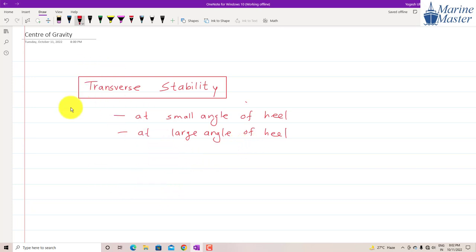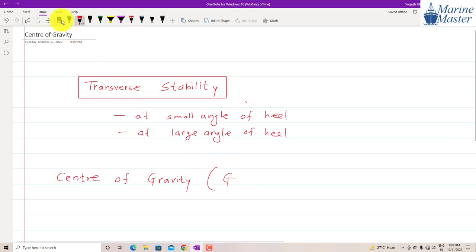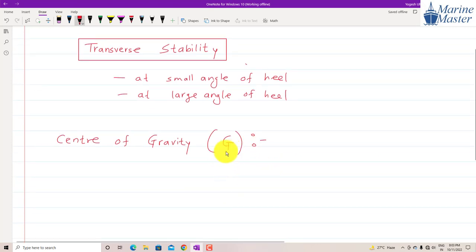Now in this transverse stability, the first point that we are going to study is center of gravity. We denote center of gravity by which symbol? G. We denote center of gravity by the G symbol, guys. Try to understand the meaning of each and every word. Very simple discussion, not that difficult.